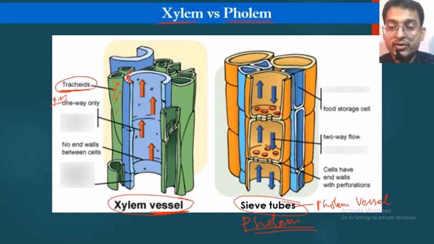Okay, that is one of the important differences, and the direction of the transport of the food takes place in both the directions, up and down. Okay, we say it is a two-way flow. And beside it we have the companion cells, okay, which do have the nucleus. They also help in the storage of the food. Okay, so now this is how we will compare the xylem and phloem.